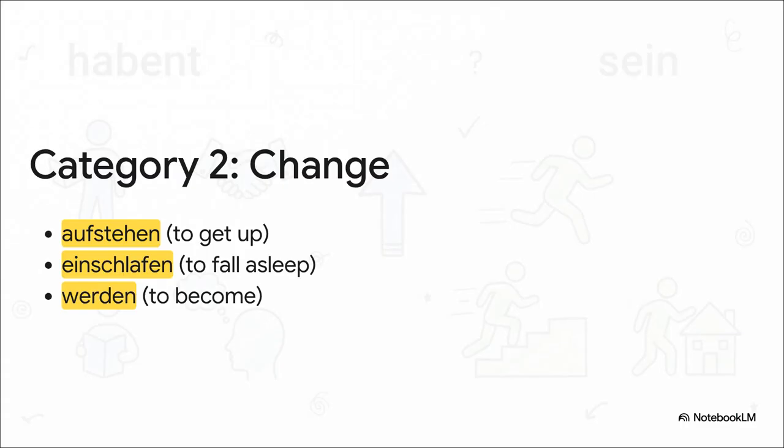Moving on to our second category, verbs of change. This one is all about transformation, or a change of state. So with aufstehen, you go from being in bed to being, well, up. With einschlafen, you go from being awake to being asleep. Anytime the subject goes through some kind of fundamental shift in their condition, that's your big signal to use sein.